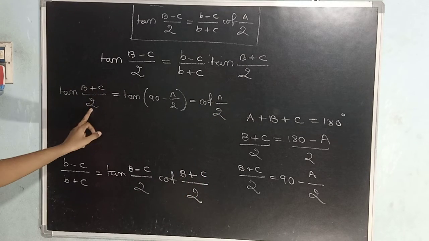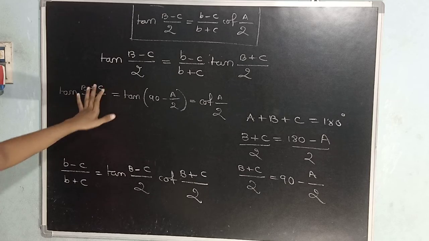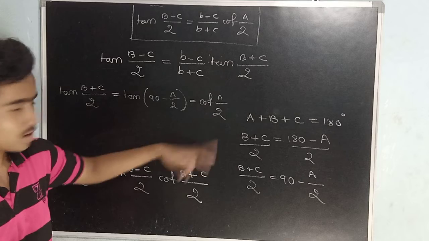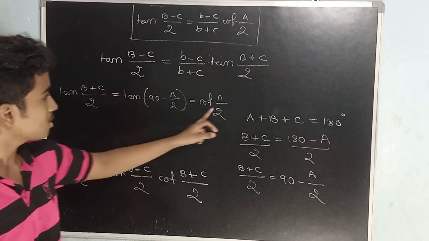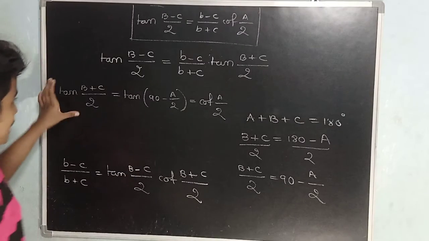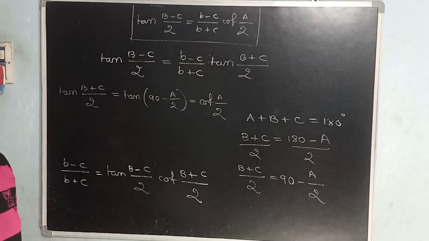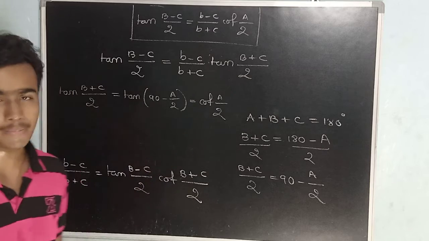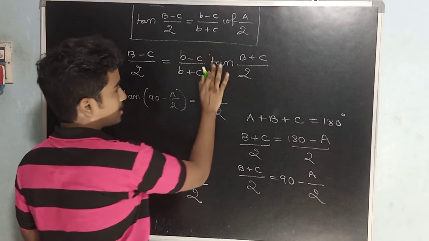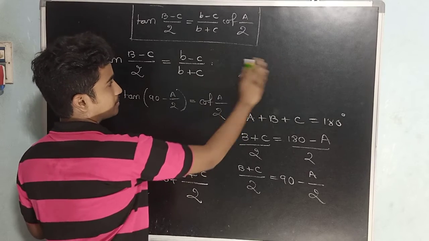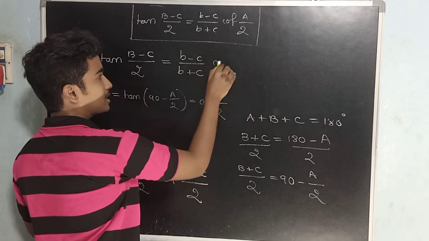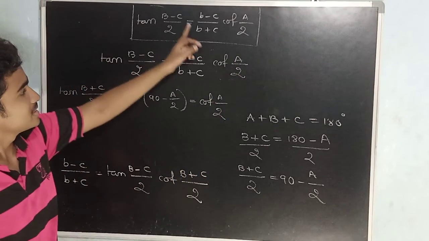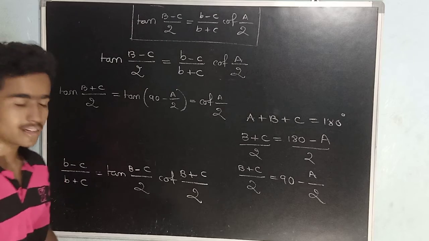Instead of writing tan B plus C by 2, as we have B plus C by 2 is nothing but 90 minus A by 2, tan 90 minus theta is cot theta, so tan 90 minus A by 2 is cot A by 2, right? So instead of writing tan B plus C by 2, let me remove it and write it as cot A by 2. See, the same formula we got here.